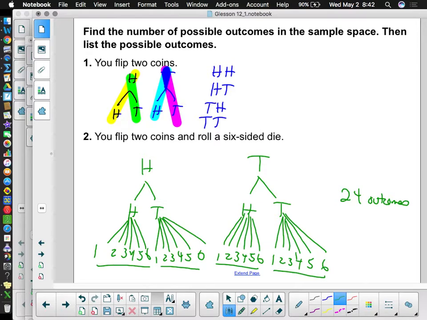I could then list them if I wanted to. My first would be heads, heads 1, heads, heads 2, heads, heads 3, heads, heads 4. Okay, and we could keep going and get all the possible outcomes of the list as well. But here we can see where a tree diagram is much faster than the listing. Okay, for example 1, the tree diagram wasn't especially faster. For example 2 here, much faster to do the tree diagram. So you can see as things become more complicated, tree diagrams can definitely be the way to go.